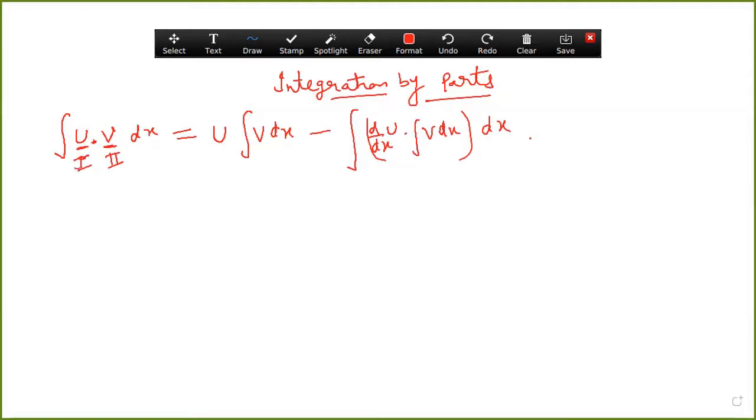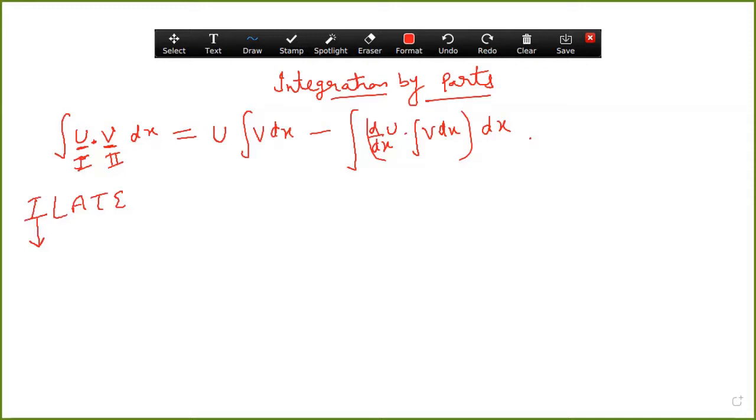Now there is no particular way to choose which is the first function or the second function. Even then we use the word ILATE to choose the first function and the second function. First of all, you have to know the meaning of ILATE.